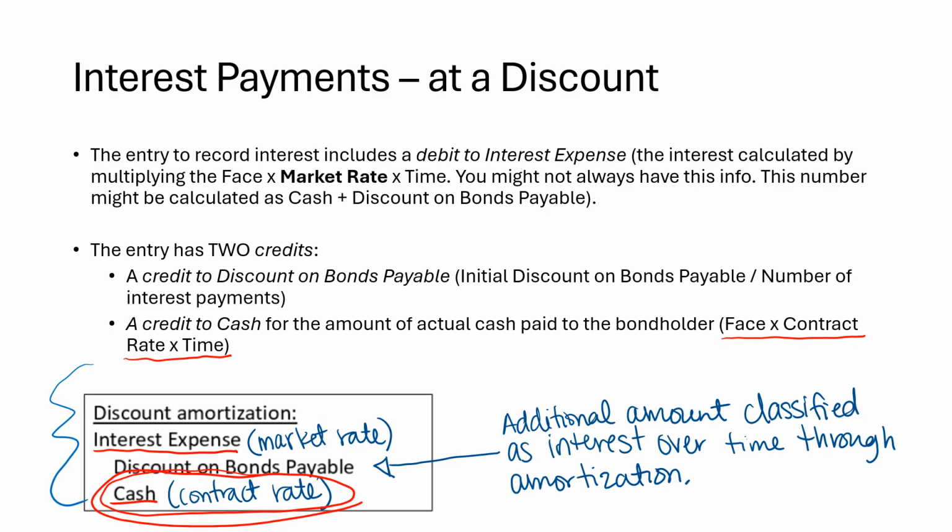Now the other part of the journal entry, figuring the total interest expense, includes the market rate. In this chapter, we don't really get into how bond pricing works when you have the market rate, so we're not going to worry about the actual calculation of that. Just know that the interest expense becomes more closely aligned with the market rate. Then you have the credit to discount on bonds payable, and that is just the additional amount classified to interest over time through your amortization in the interest journal entry.